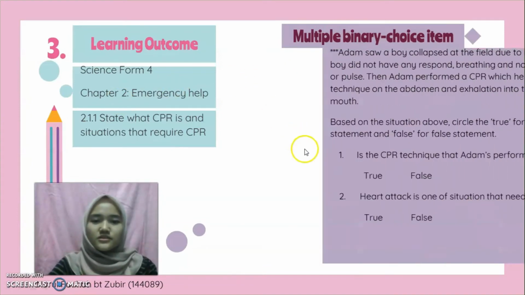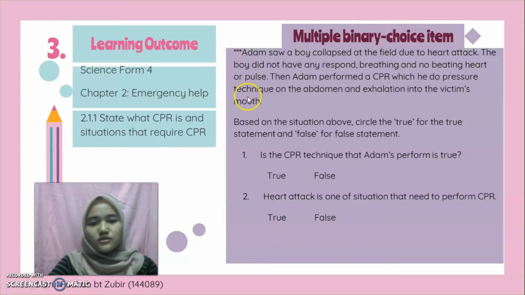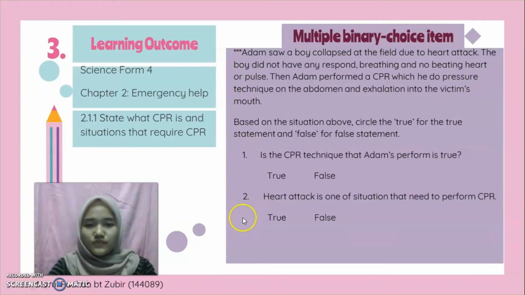So here is an example of a question that I created by myself. Here is the stem given. For multiple binary choice item, it will provide a stem, and the three stars or dots here will present as a new cluster. So the questions below here will be based on the stem given.